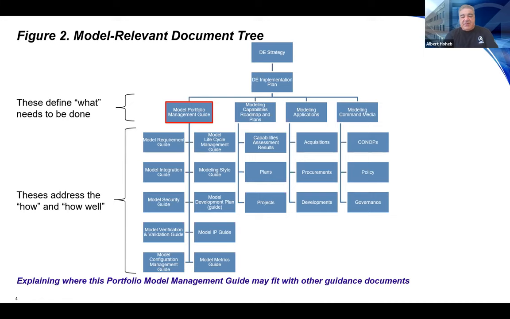So for instance, there might be a model requirements guide, a model integration guide, a model security guide, a V&V guide, a CEM guide, a lifecycle management guide, style guide, development plan, intellectual property guide, metrics guide. And these are just a sample of the things that could be developed. In fact, Aerospace has developed different documents in this area that we plan to release next year, and hopefully that will be a talk for next year. Those would be the elements on how and how well to do the elements of the model portfolio management guide. So the idea of the guide is it's a top level document to help organizations manage their portfolio of existing models and models they're developing. Next slide, please.